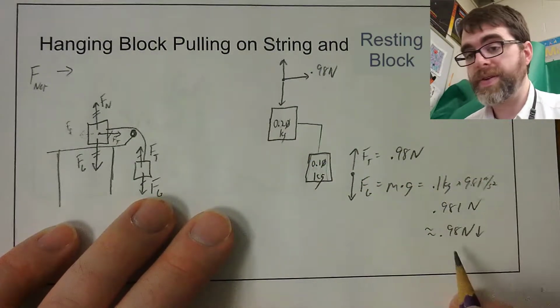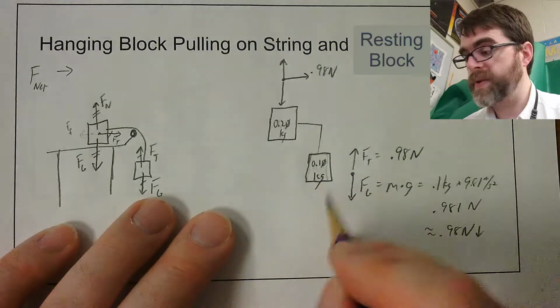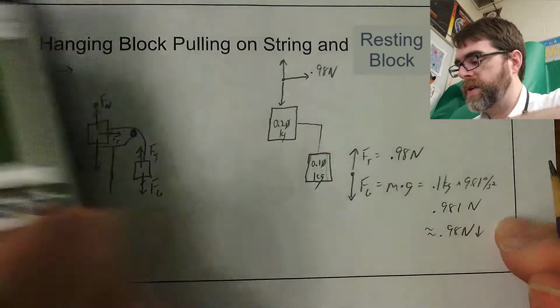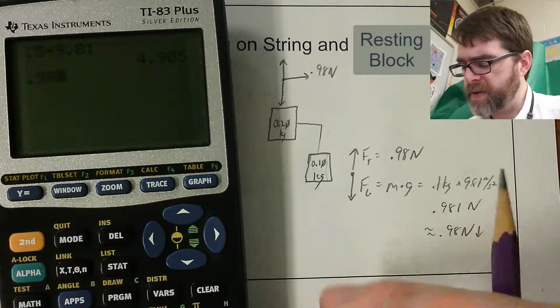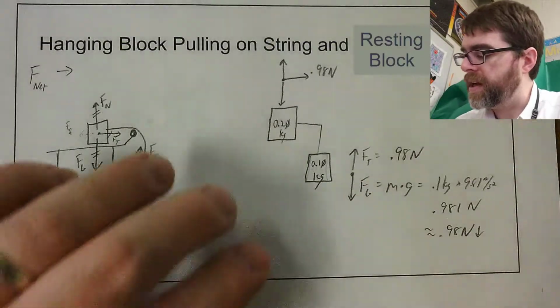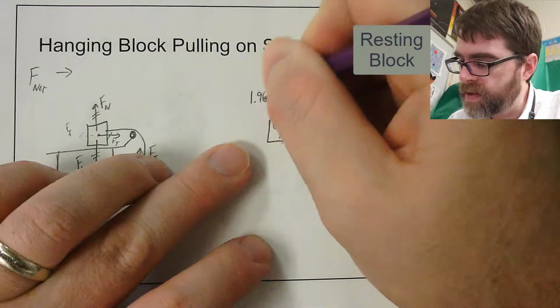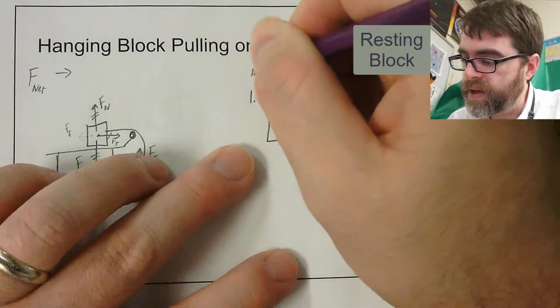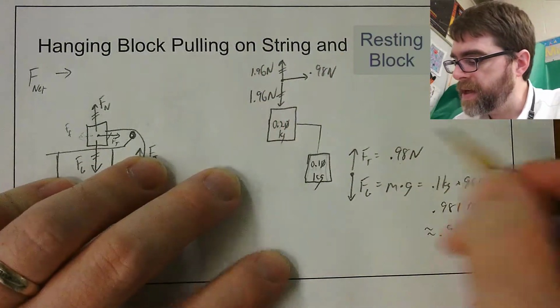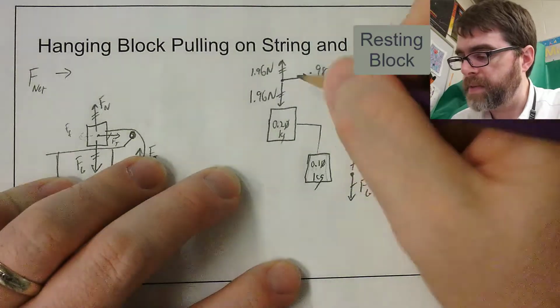Rather than doing that, I'm just going to double this, because if it's 0.2 and this was 0.1, then its mass is double, its weight is going to be double. So it should come out to be 1.96 newtons down and 1.96 newtons up. So then those two are the same, and then these two here are the same and are equal to that one.